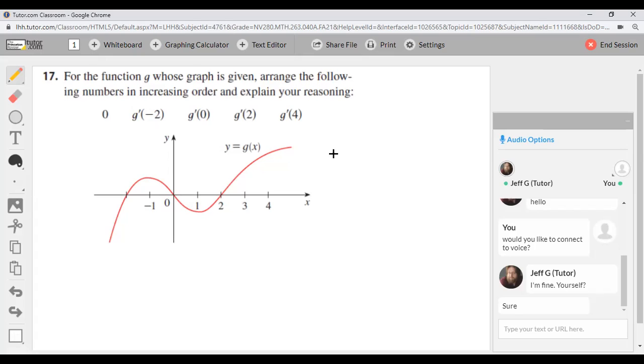Yep. You just kind of have to eyeball it, and figure out if it's steeper or less steep, or if it's positive or negative. Okay, so since we're talking about steep, what exactly does that even mean?